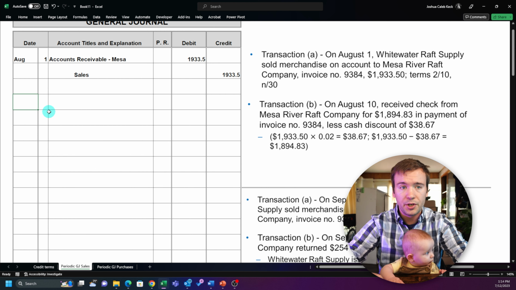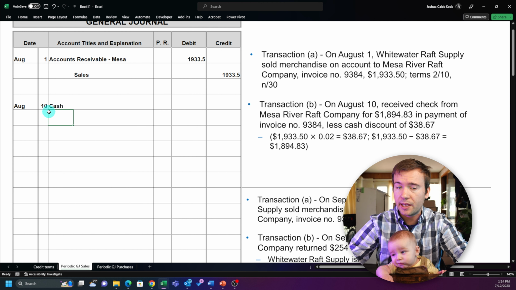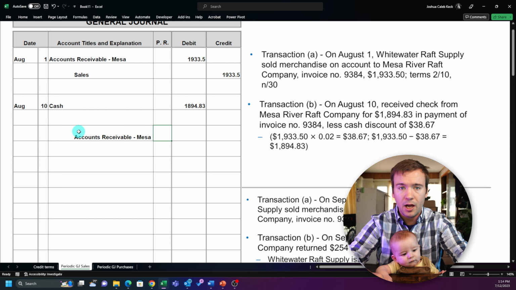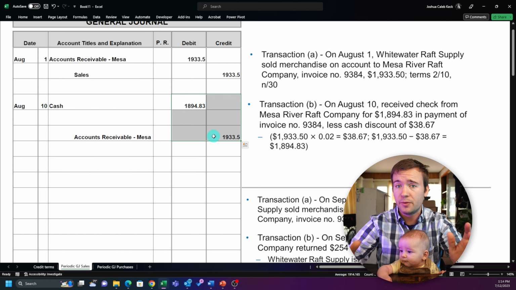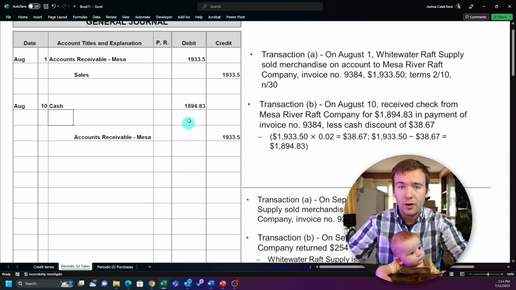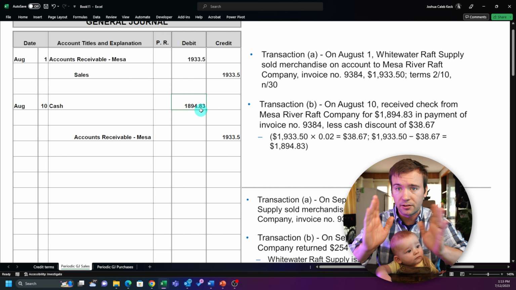So now over here in the journal, we need to go to August 10th. We need to debit our cash account because we're receiving cash, and we're going to debit it $1894.83. We're going to need to credit accounts receivable to Mesa because now they don't owe us any money. So that's going to need to be the full amount of $1933.50 because they don't owe us any of that. And then now I have a mismatch between my debits and credits. And so I'm going to introduce a new account, and you can tell it's going to be a debit because I need a debit balance here of $38.67 to make our debits and credits equal one another.